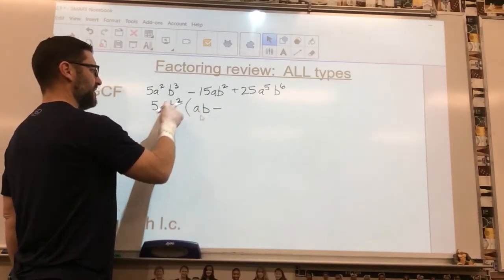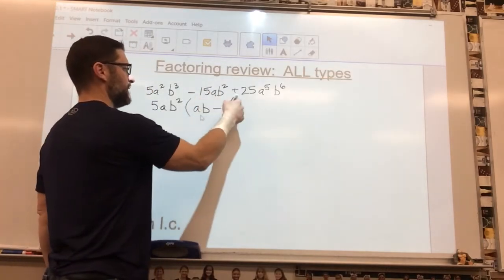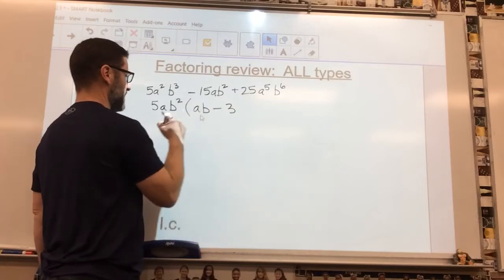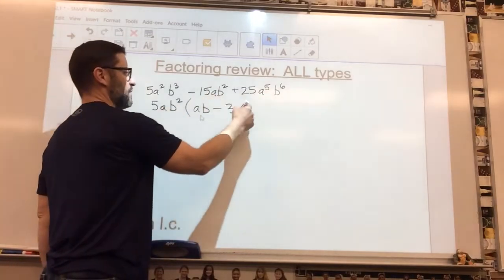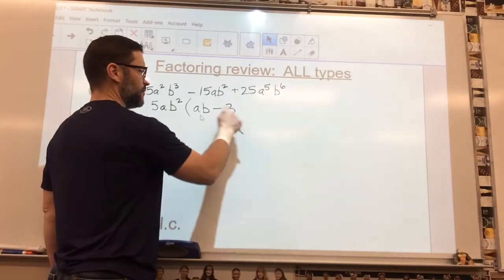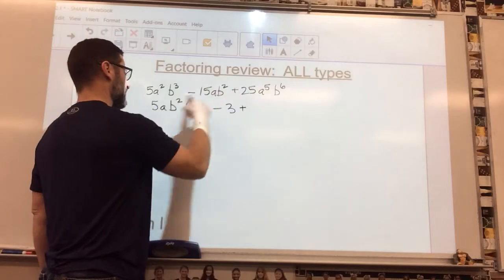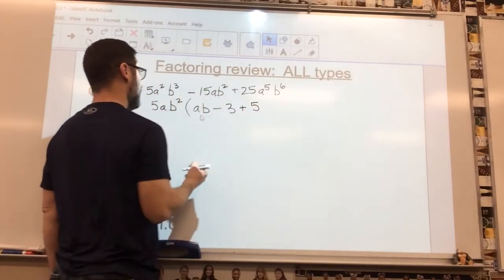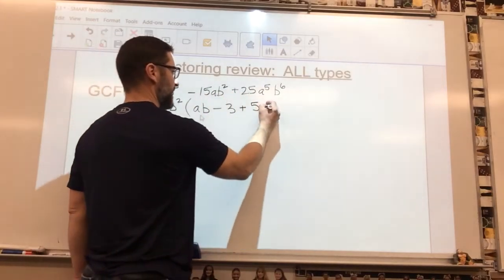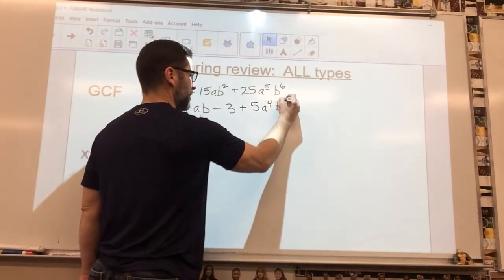Minus, I pulled 5 out of 15, there's a 3 left over. A out of a, there's a 1 there, I don't have to write it. B squared out of b squared, there's another 1 there that I don't have to write. 3 times 1 times 1, I'll just leave it 3. Plus 5 out of 25, there's a 5 left over. A out of a^5 is a^4. B squared out of b^6 is b^4.